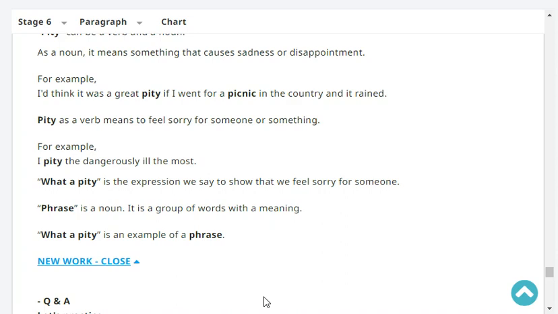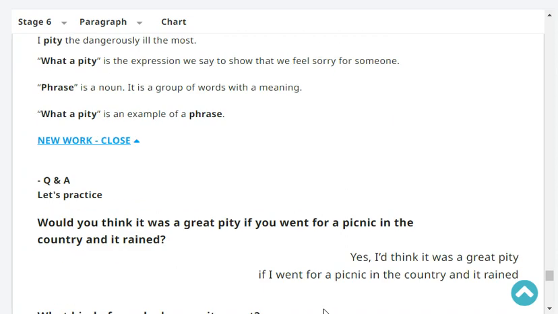Pity is a verb that means to feel sorry for someone or something. For example, I pity the dangerously ill the most. What a pity is the expression we say to show that we feel sorry for someone. Praise is a noun. It is a group of words with a meaning. What a pity is an example of a phrase.